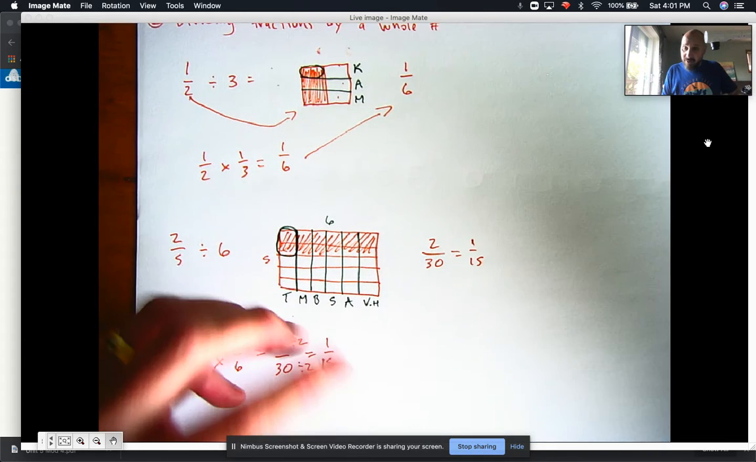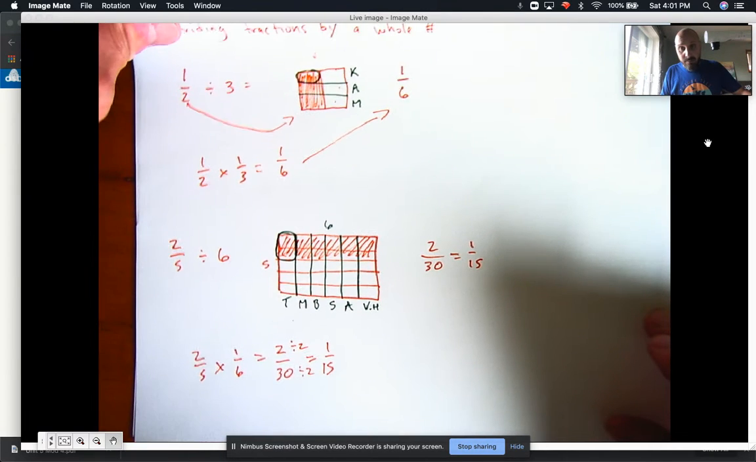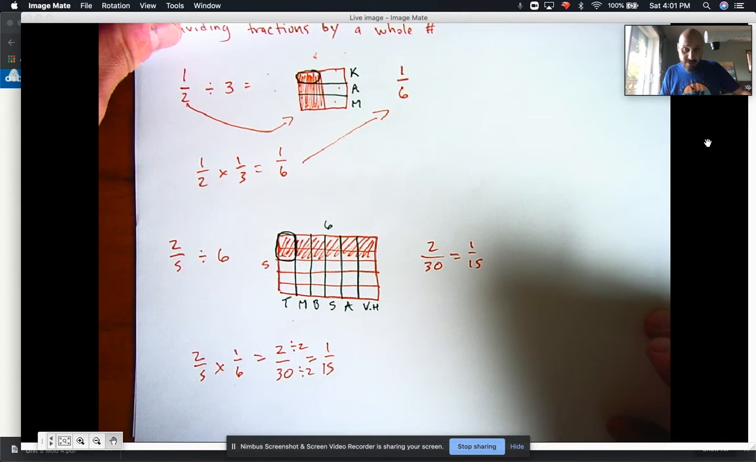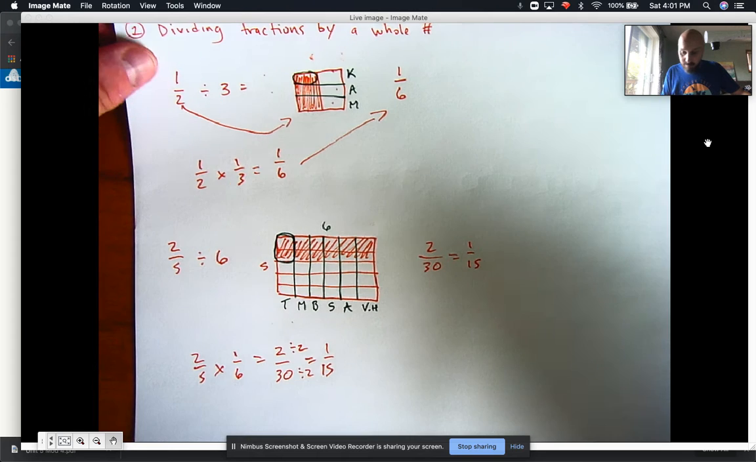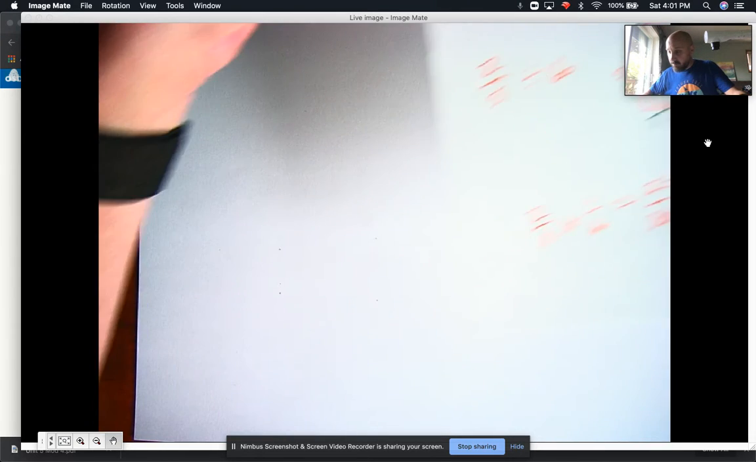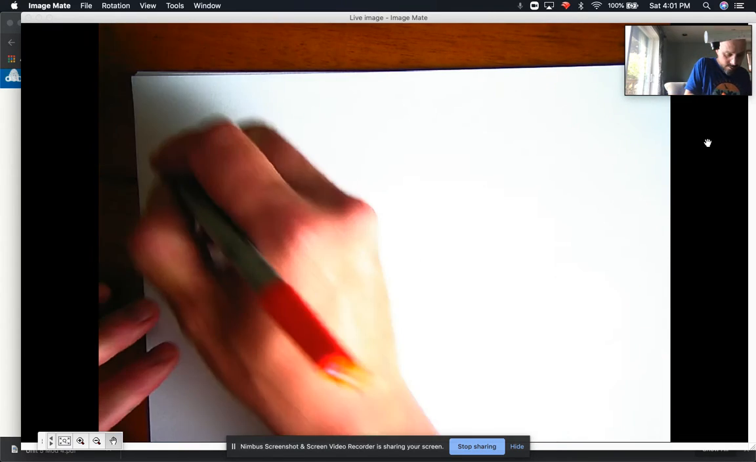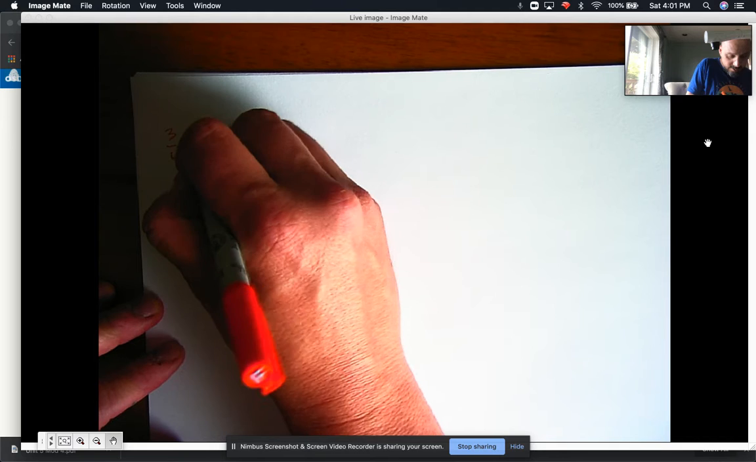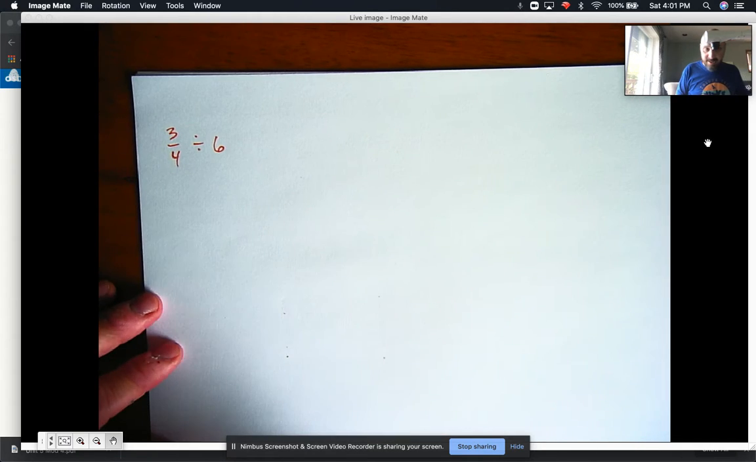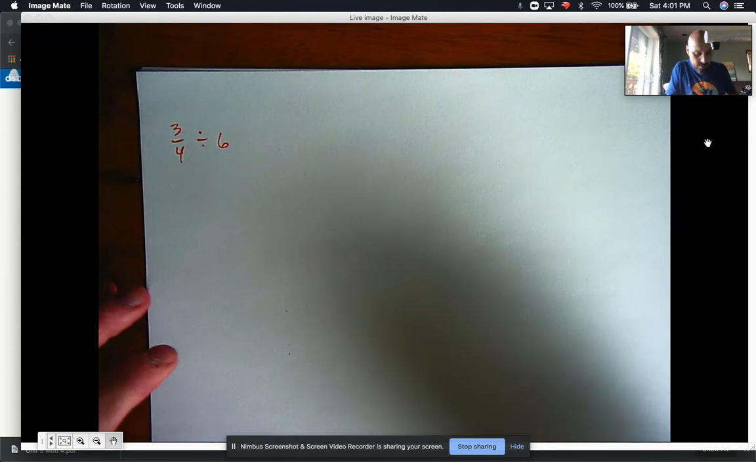You notice how the answers are getting smaller? They're not bigger like when we were dividing a whole number by a fraction. These are getting smaller and smaller. Okay, one more. Maybe 2 more. We'll see. Let's try 3/4 divided by 6. Same. So 6 kids again.